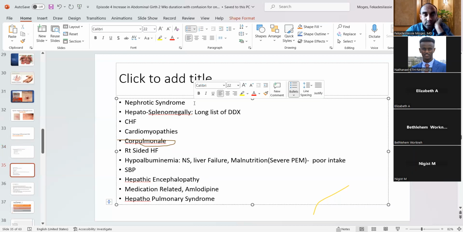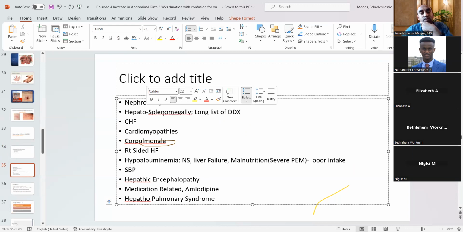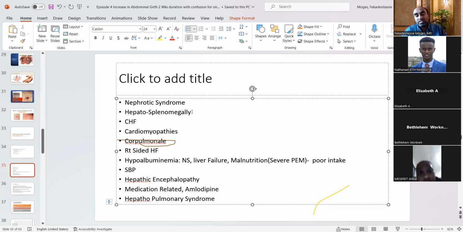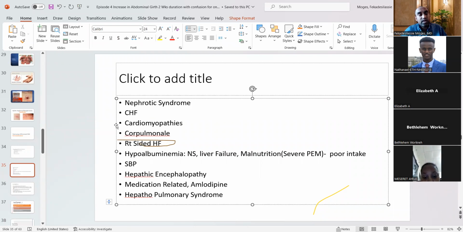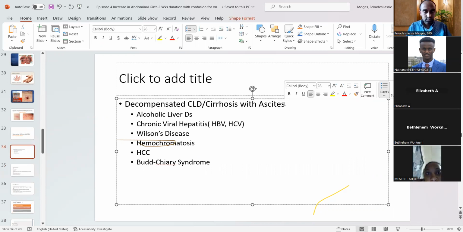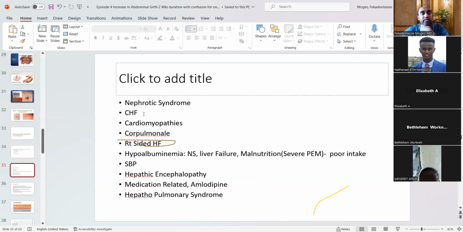Nephrotic syndrome is still possible. We don't have anything typical to rule it out. Hepatosplenomegaly: the patient has hepatosplenomegaly, but as part of the manifestation of the same disease, so let's take this out as part of the manifestation of the first differential, decompensated CLD, cirrhosis with ascites with portal hypertension.